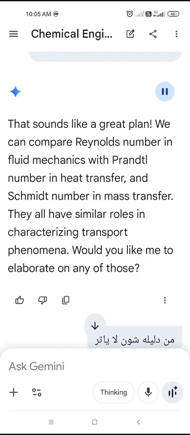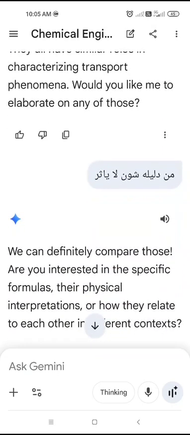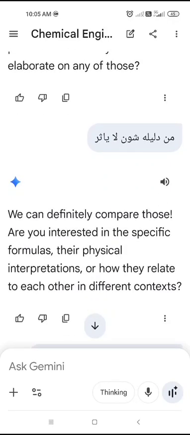We can compare Reynolds number in fluid mechanics with Prandtl number in heat transfer and Schmidt number in mass transfer. They all have similar roles in characterizing transport phenomena. Would you like me to elaborate on any of those? Yes, some comparison, please.